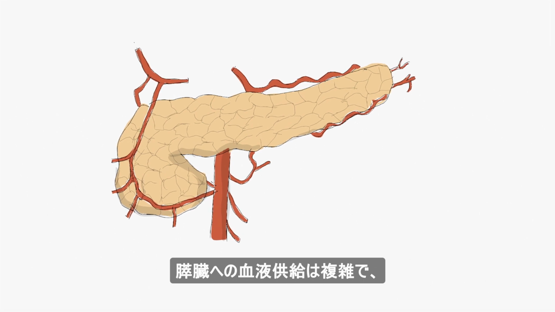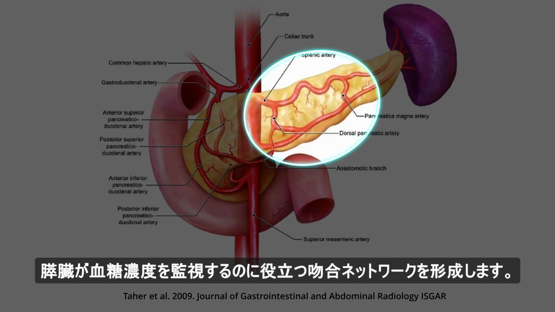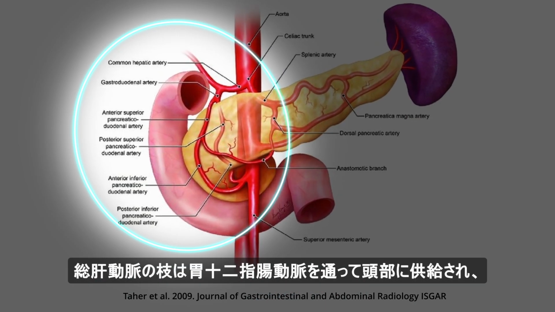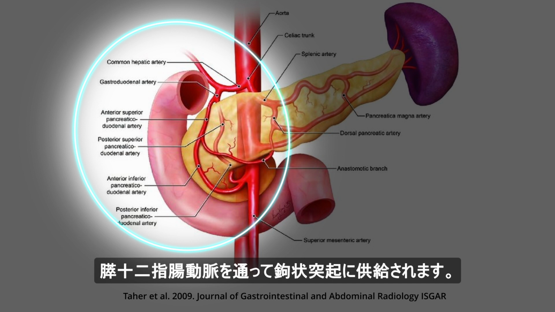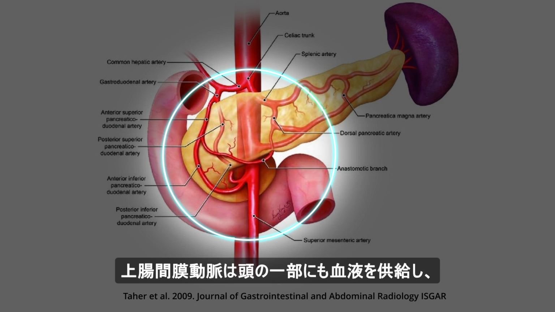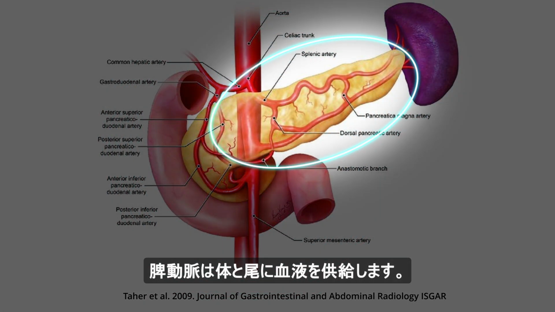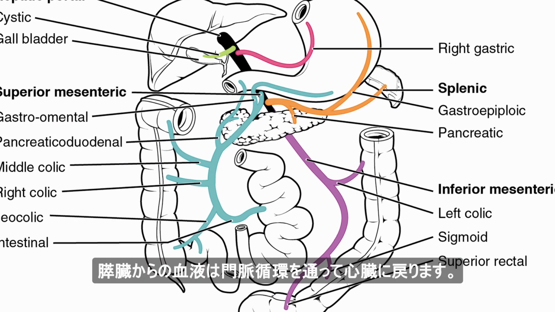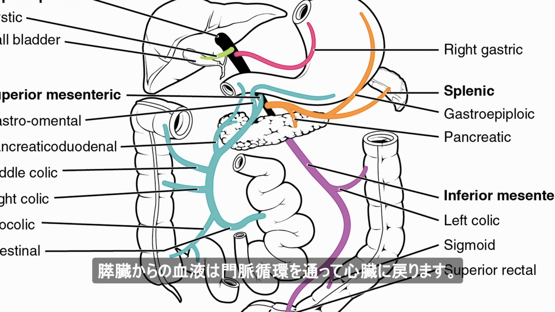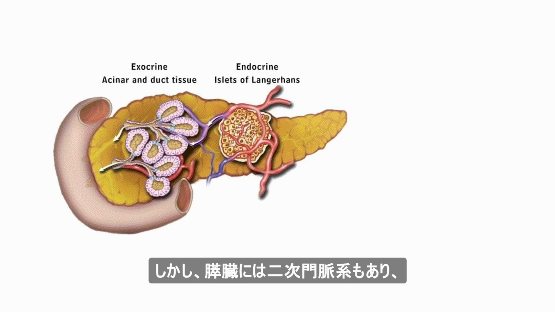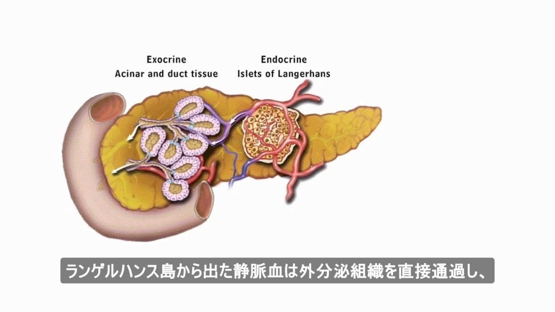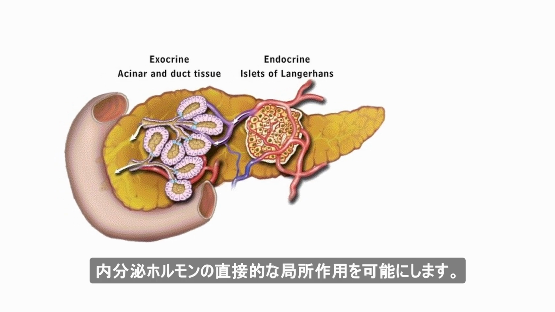Blood supply to the pancreas is complex and forms an anastomosing network that helps the pancreas to monitor blood glucose concentrations. Branches of the common hepatic artery supply the head through the gastroduodenal artery, and the uncinate process through the pancreaticoduodenal artery. The superior mesenteric artery also supplies part of the head, while the splenic artery supplies the body and tail. As with other organs of the gastrointestinal tract, blood from the pancreas returns to the heart through portal circulation. However, the pancreas also has a secondary portal system in which venous blood exiting the islets of Langerhans passes directly through exocrine tissue, allowing direct local action of endocrine hormones.